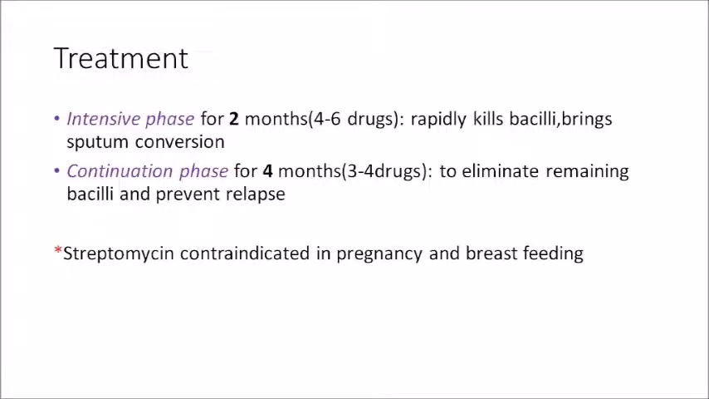Now, how should we treat TB? TB should be treated in phases. First 2 months is the intensive phase. 4 to 6 drugs can be used, and in this phase it rapidly kills the bacilli and brings the sputum conversion. Then for 4 months it should be the continuation phase. Okay. Here you can use 3 to 4 drugs, and this is to eliminate the remaining bacilli and prevent relapse. One special consideration is streptomycin is contraindicated in pregnancy and breastfeeding. Already we mentioned streptomycin is the least preferred drug, and strictly it should not be given in pregnancy and breastfeeding.